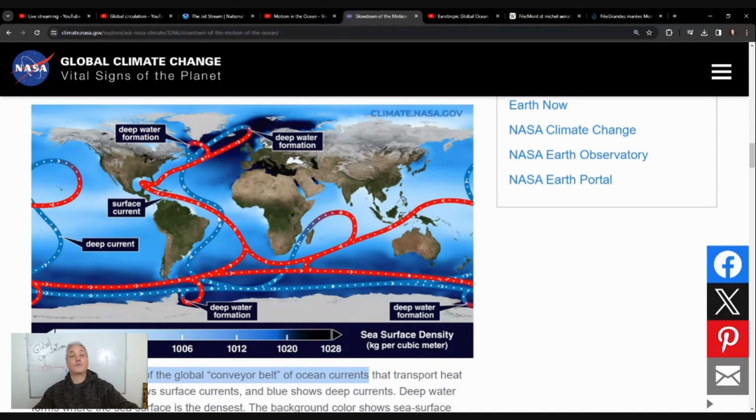How are the surface currents? Let's see. How does the current get their energy? There you go. It's from the trade winds and the winds of the atmosphere.